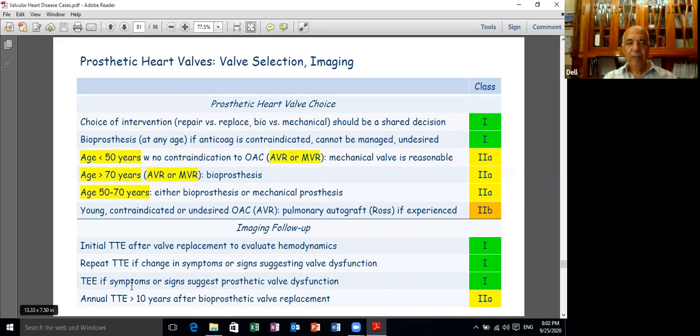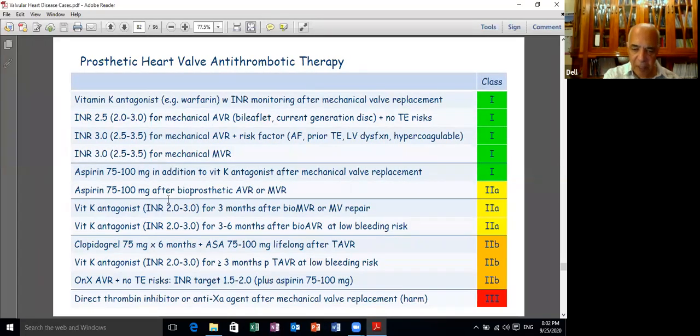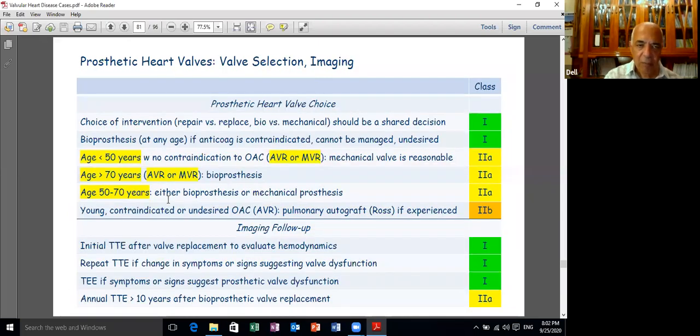Now, again, this emphasizes the facts that I just alluded to, the effect of age on selection of the prosthetic valve. Below the age of 50, the recommendation is for patients to have mechanical valves. If the patient is above 70, the recommendation is to have a bioprosthesis, and in between you can use either.